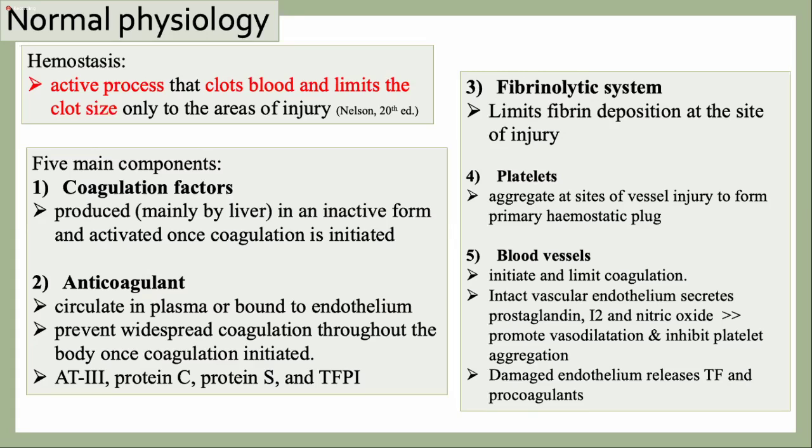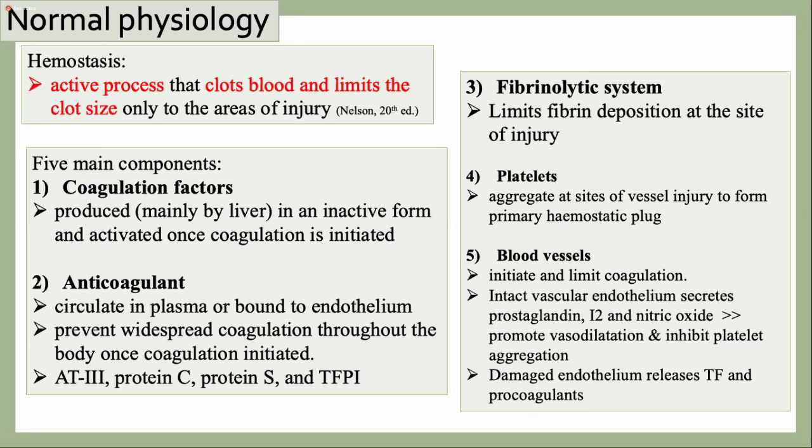Then there are anticoagulants, which oppose the action of procoagulant factors. These anticoagulants can be found in plasma or bound to the endothelium. They prevent widespread coagulation through the body once coagulation is initiated. Examples are antithrombin III, protein C, protein S, and tissue factor pathway inhibitor. Other than that, the fibrinolytic system is also a main component, which helps limit fibrin deposition at the site of injury.